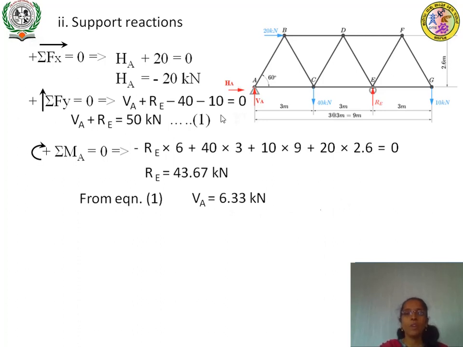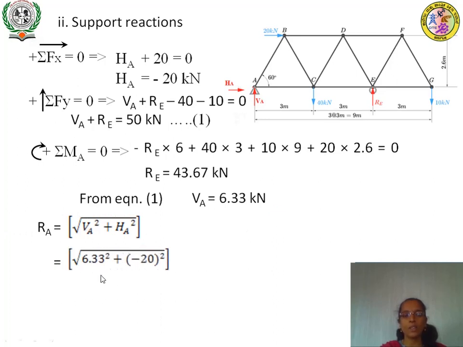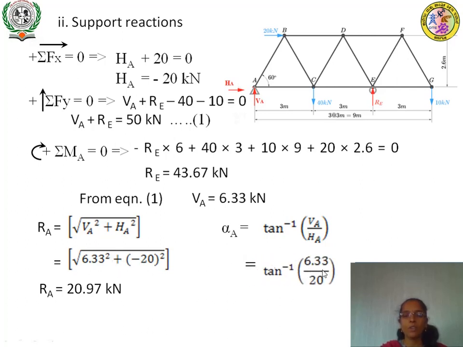Okay, so we have found the reaction components. Now we can calculate the net resultant. RA is equal to root of VA square plus HA square. VA is 6.33 whole square plus 20 whole square, so that gives a reaction of 20.97 kilonewton, and alpha, that is inclination of RA with respect to horizontal, is given by tan inverse of 6.33 divided by 20, so it is at an angle of 17.56 degrees.